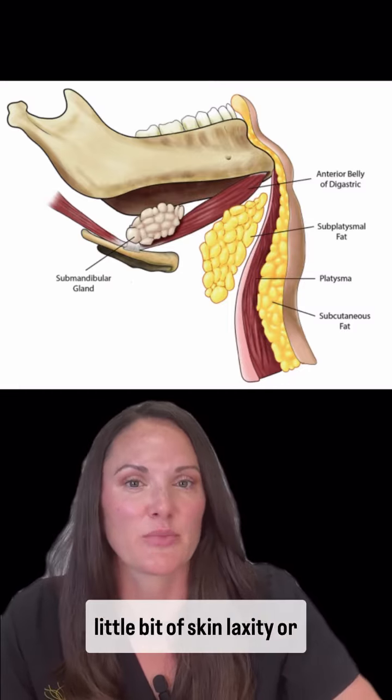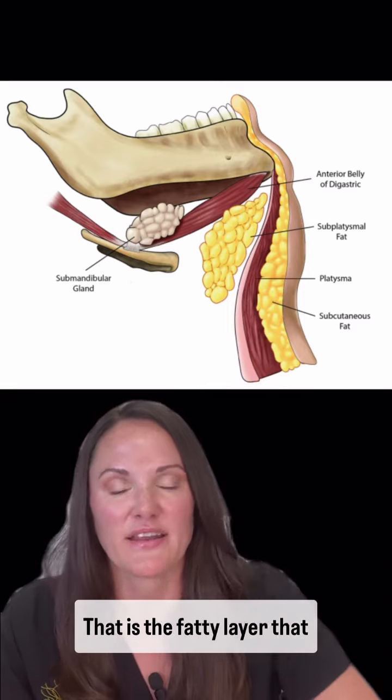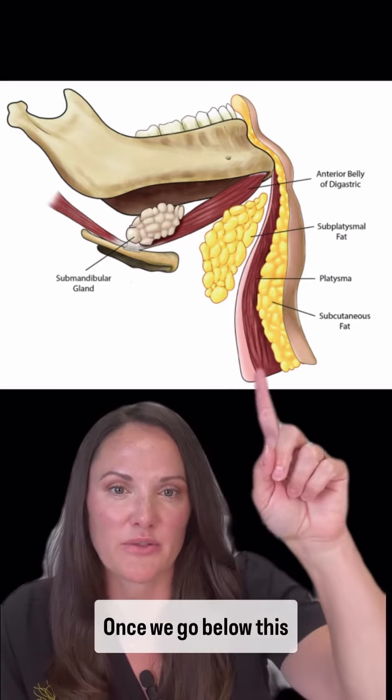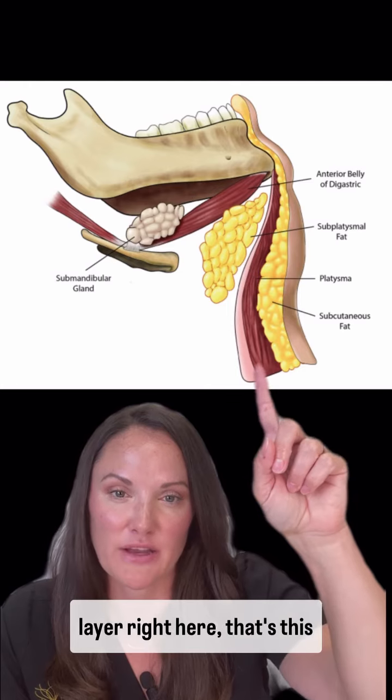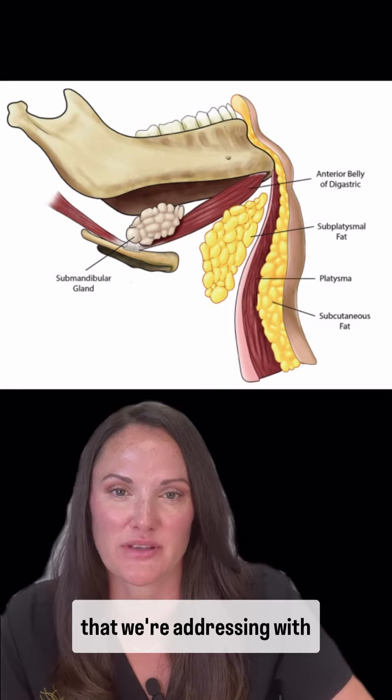Typically we start with a little bit of skin laxity or that superficial fatty layer right here. That is the fatty layer that we can actually address with liposuction. Once we go below this platysma layer or this muscle layer right here, that's this one, you can see those bands that we're addressing with the neck lift.